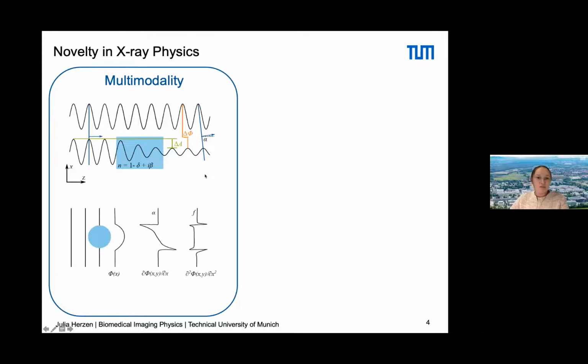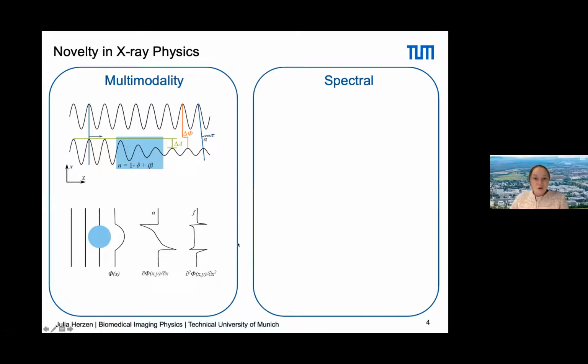I will come to that in a few seconds. One of the easiest methods is this propagation-based method, which I will also briefly explain later. You illuminate your object with a coherent illumination, and then you just propagate the beam to the detector, and you see all the effects coming from the refraction at the edges of your sample.